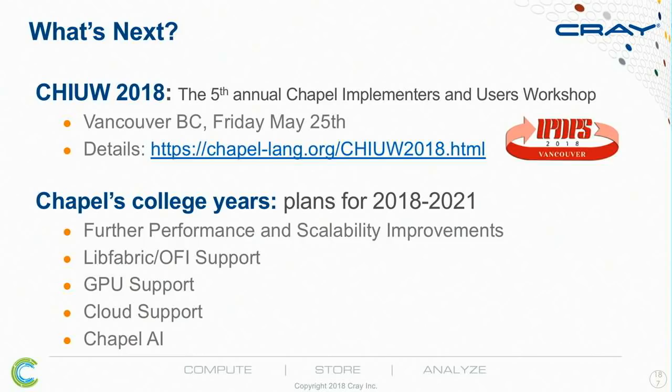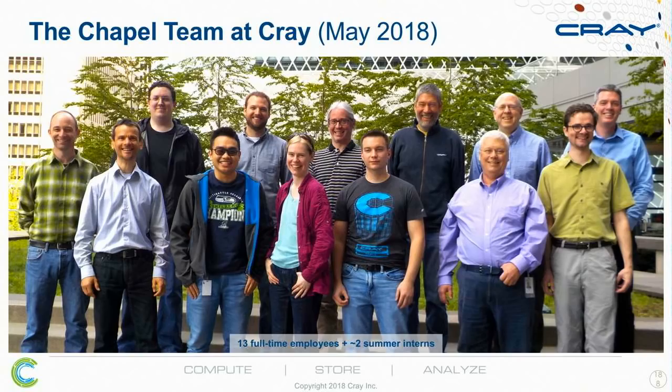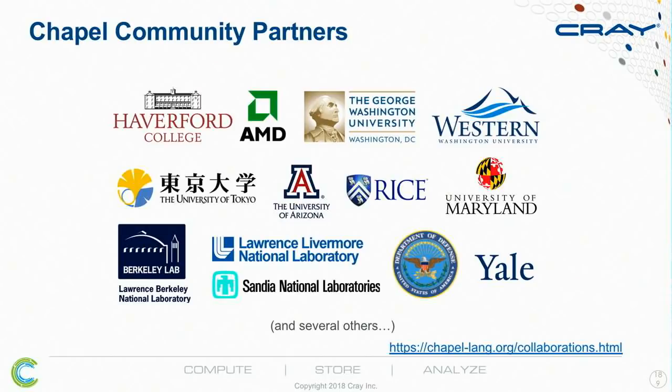As we look forward, we're kicking off a new 3-year effort where we're going to be continuing to work on performance and scalability, targeting libfabric, targeting GPUs, targeting the cloud, and working on AI. This is our team at Cray. Again, there are about 13 of us working on it full-time at any given time. We also have an intern program, and we'd love to have your students apply to that. It's an open source effort, so we have community partners as well.